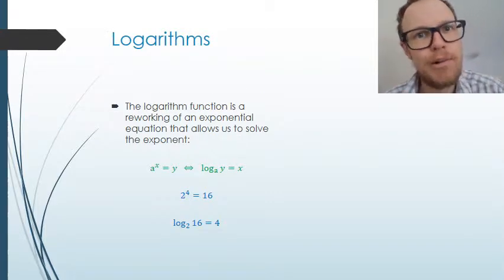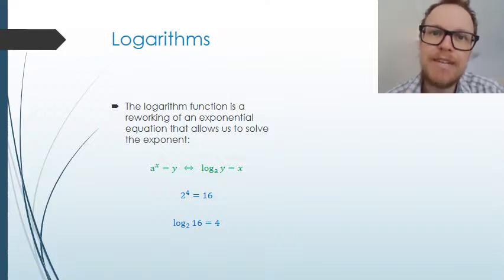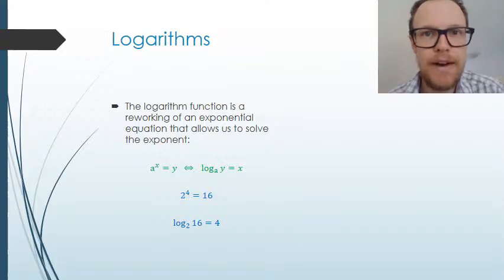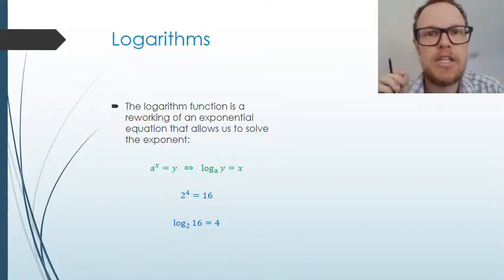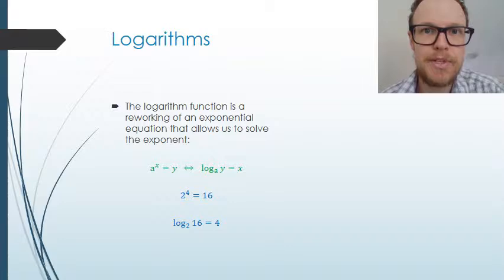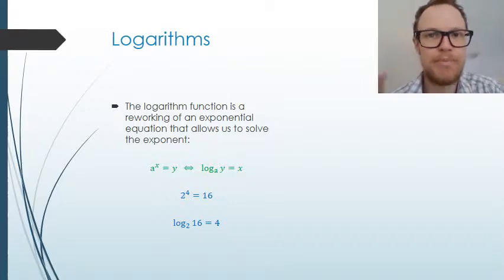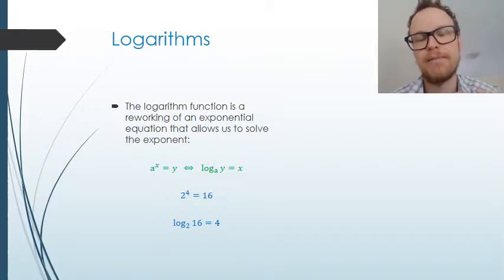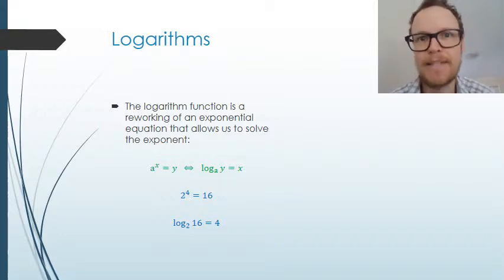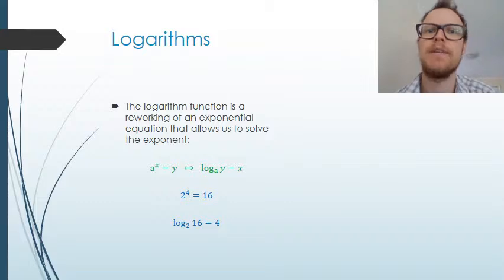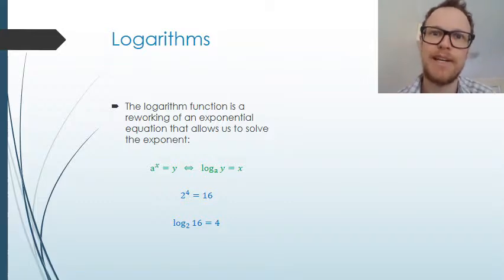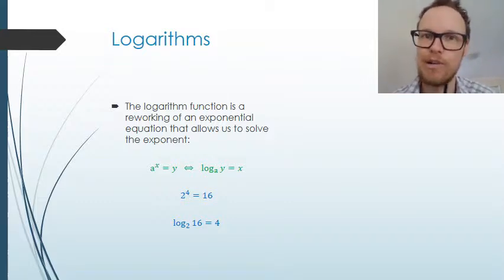So the logarithm function is essentially the inverse of an exponent. It allows us to very simply and very easily determine the exponent when it is unknown. Previously we've had to find the same base when solving exponential equations, but this way we can rework an exponential equation to use the logarithm function to very easily solve it. The logarithm function is available on your calculator as the log button.